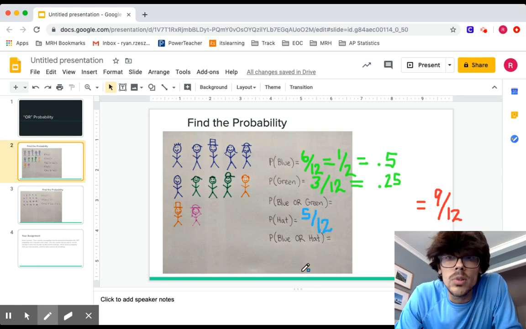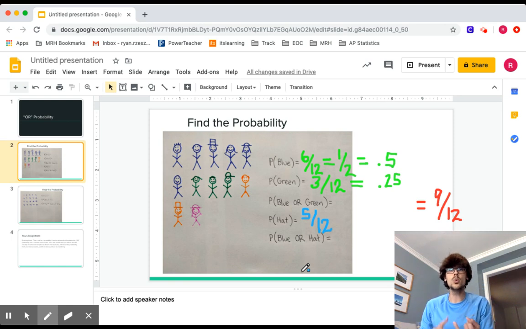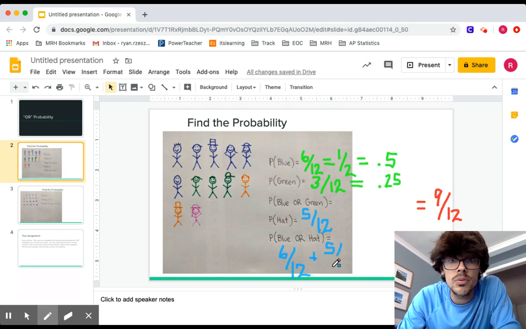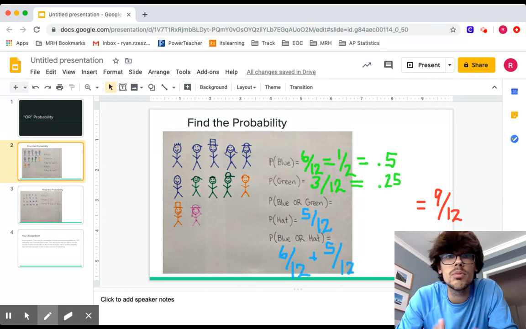So last probability on this one asks for blue or hats. Well, the probability of blue, we already found. There are 6 blues out of 12. There are 5 hats out of 12. So if I add those up, I am getting myself 11 out of 12, which is great.